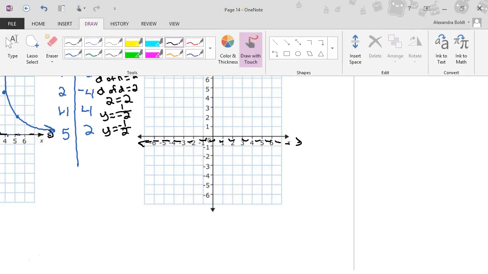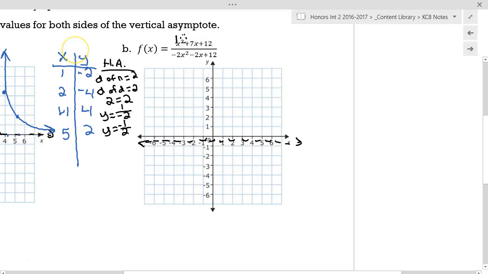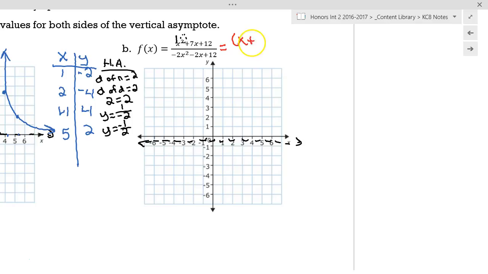Alright, then. My next thing is holes. Before I do anything with holes or asymptotes, I do have to factor. So if I look at my numerator, I need something that multiplies to 12 but adds to 7. That's going to be x plus 3, x plus 4. If I look here, I first have to take out my common denominator. Remember, this is negative. We don't like negative numbers. So I'm going to take out a negative 2. I'm going to have x squared plus 1x minus 6.